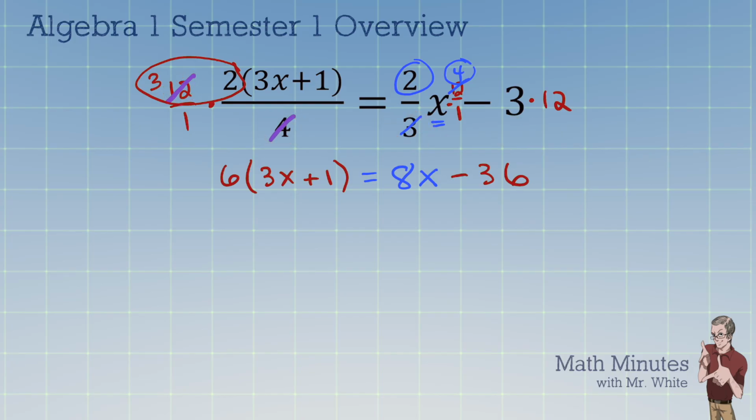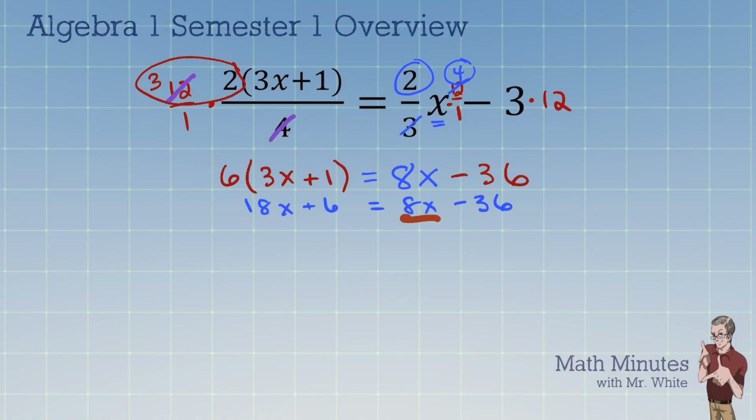And of course, the first multiple they have in common is 12. So that's why I multiplied everything by 12 and then I canceled. Doing the distributive property, I get 18x plus 6 equals 8x minus 36. Now I have x's on both sides. I always tell my students to deal with that first.